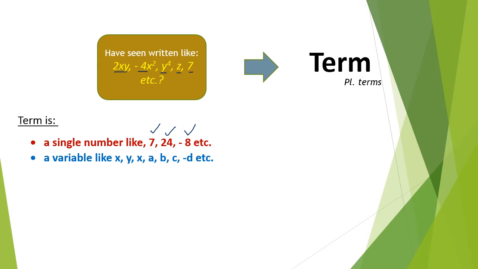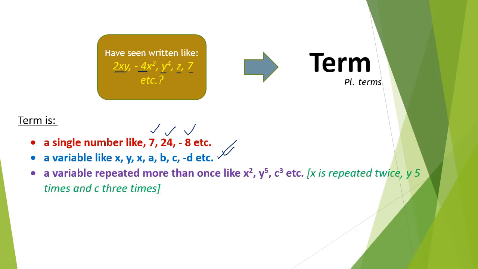Variables like x, y, z, a, b, c, minus d, are also terms. We can call them terms. And a variable repeated more than once: there is a variable x, and if I repeat it twice, then it will be x square, isn't it? There is a variable y, and if I repeat it 5 times, then it will be y to the power 5. There is a variable c, and if I repeat it thrice, it will be c cubed. Now they are also called terms, so we can call x square, y to the power 5, c to the power 3, etc. terms.